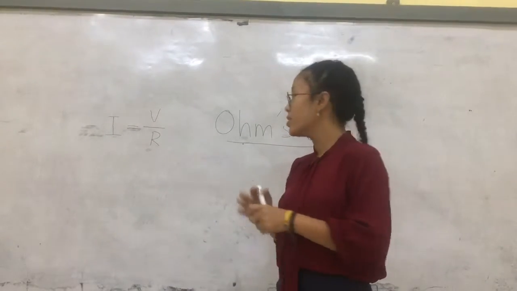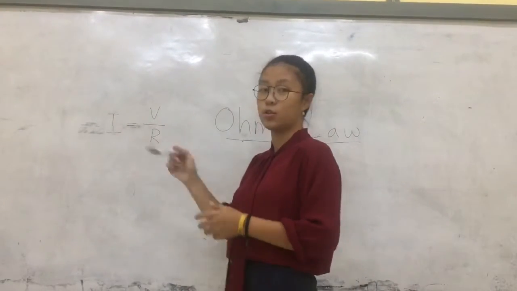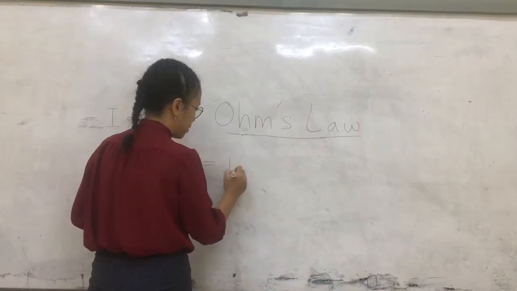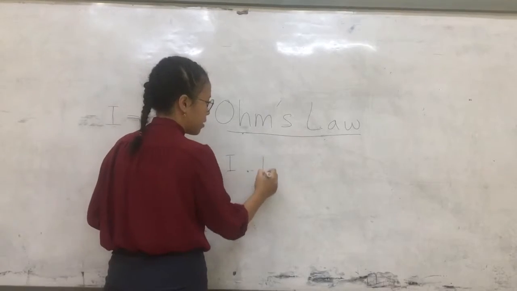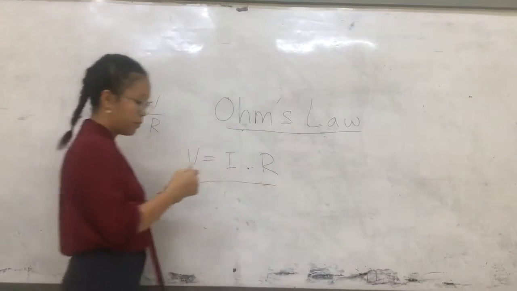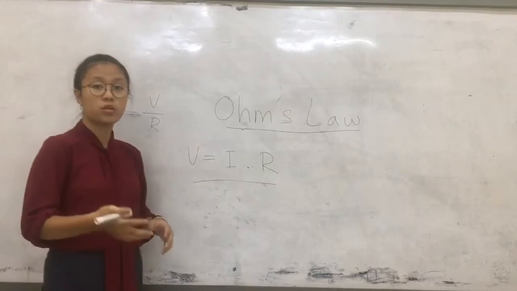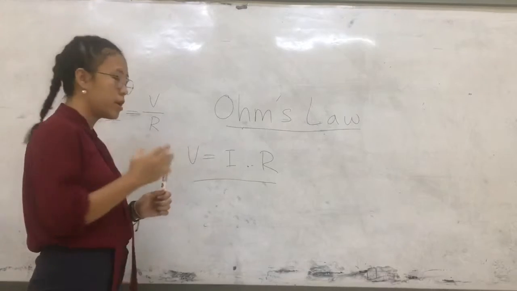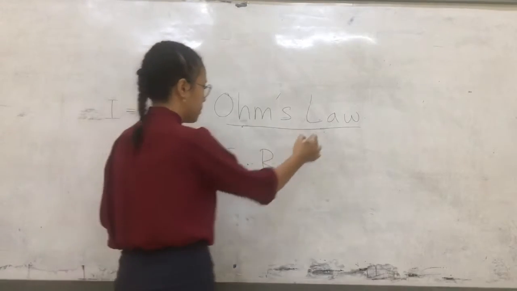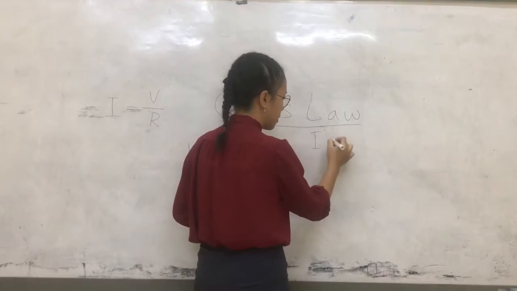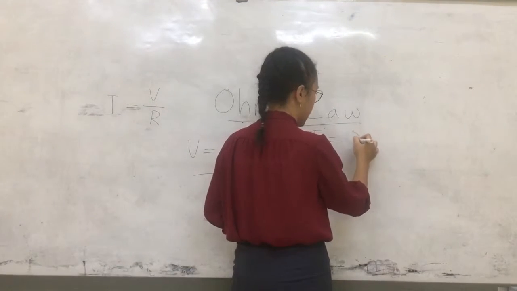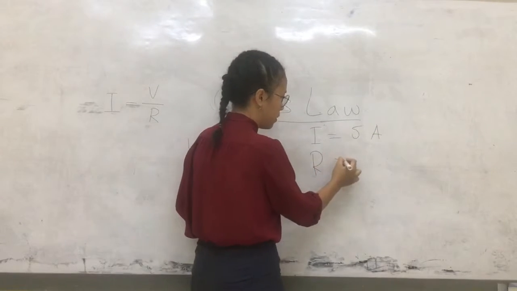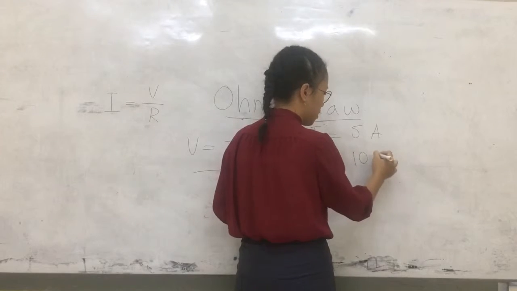Now, we can turn this formula into voltage equals current times resistance, V = I × R. This formula is used to measure the voltage. Now, we can try to insert a number in it. So, I will be 5 amps and resistance will be 10 ohms.